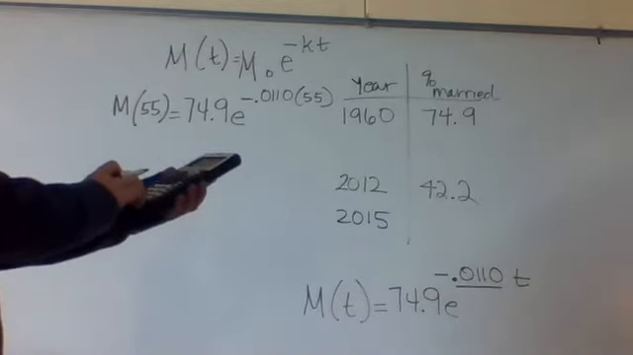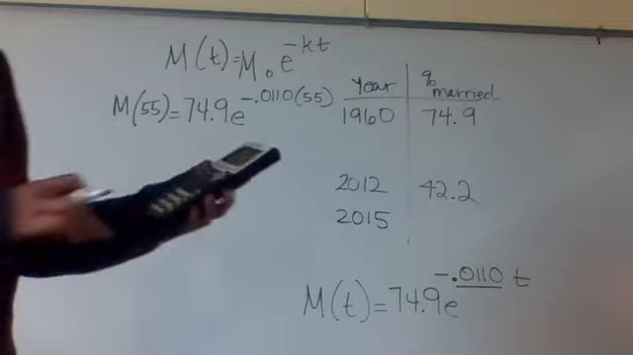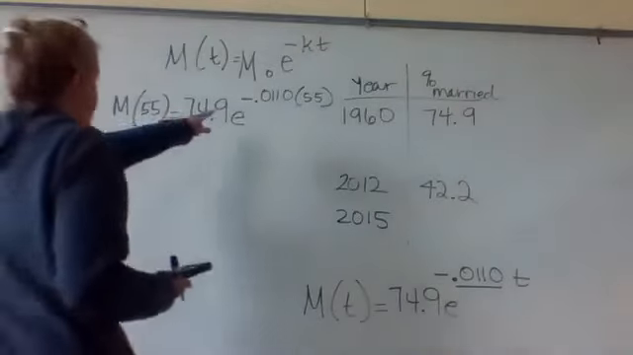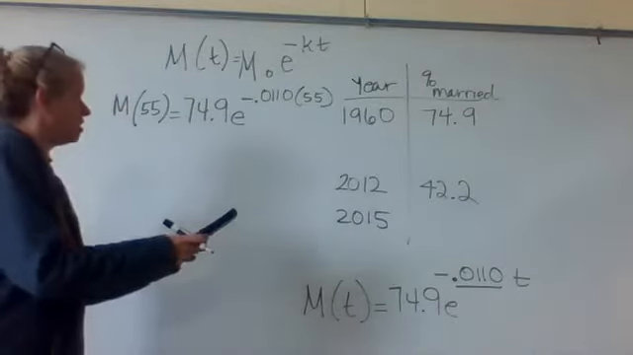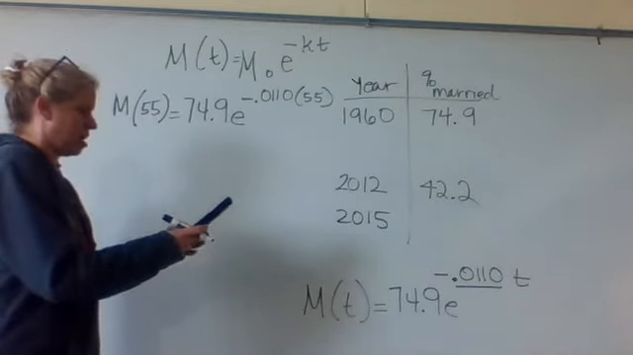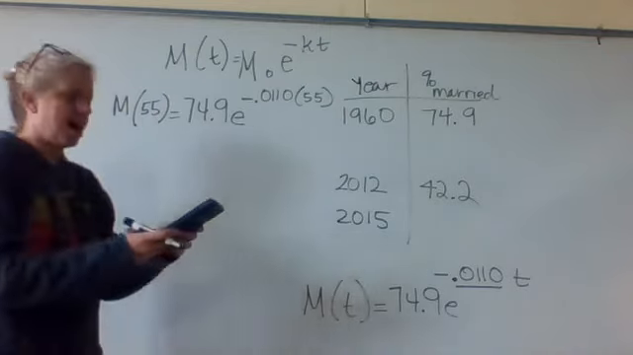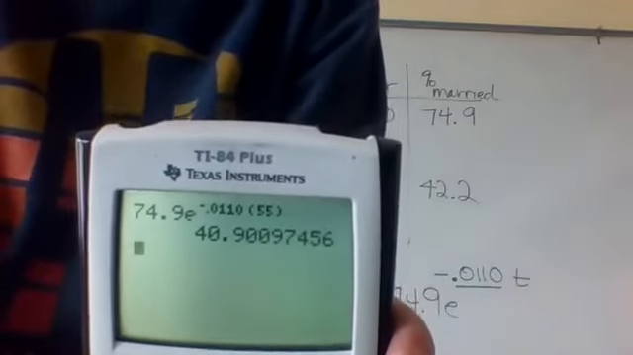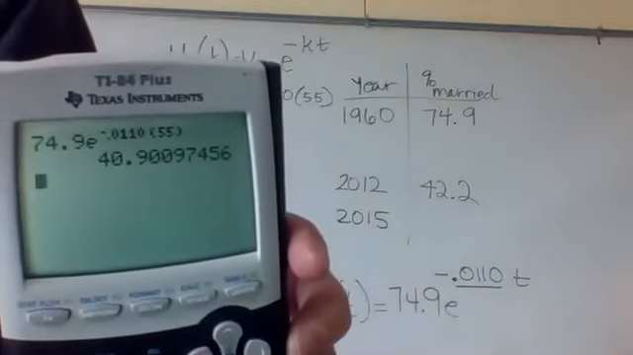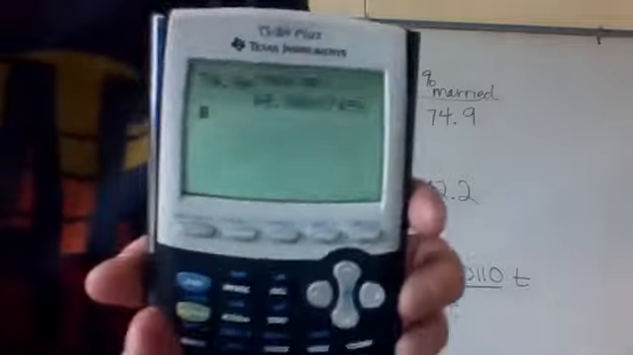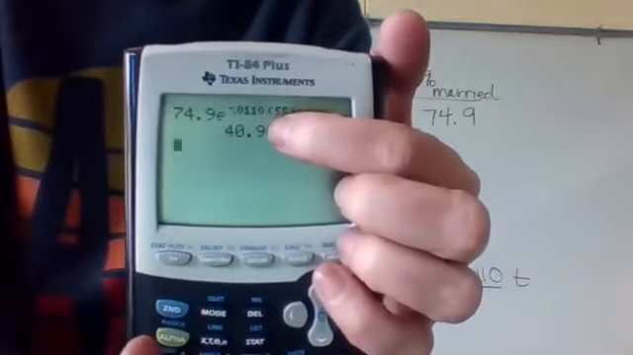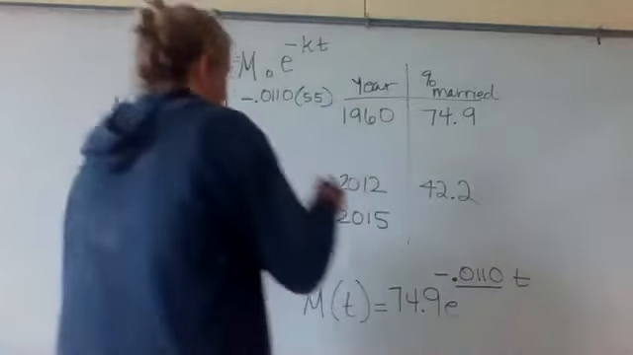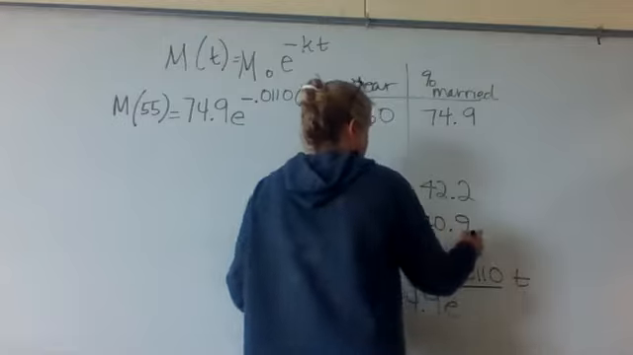So 74.9. Second ln to get your e. It automatically bumps you up into the exponent. Type this exact thing in your exponent. So negative 0.0110, open parenthesis 55, close. And hit enter. Round to 1 decimal place. So there's my 1 decimal. After the 9 is a 0, so I don't need to round it up. So it's going to be 40.9.